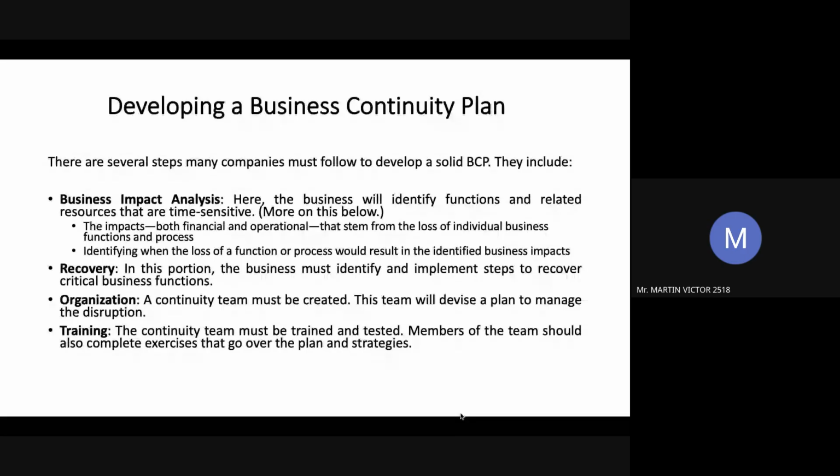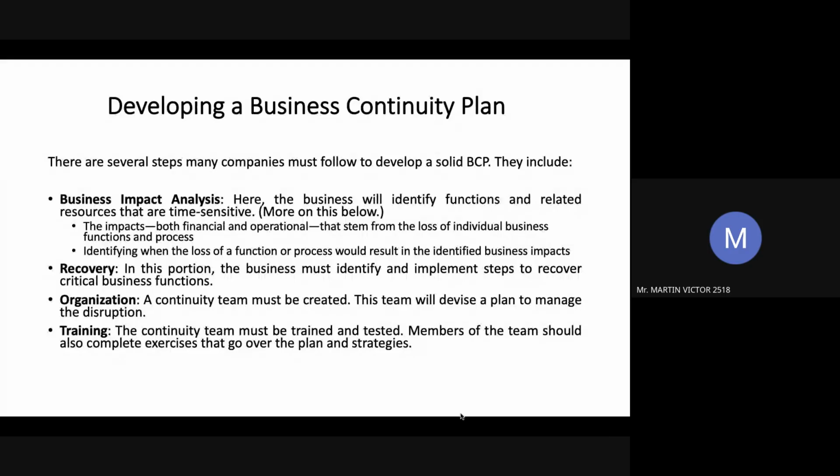Then secondly, the recovery. In this portion, the business must identify and implement the steps to recover critical business functions. So when we are developing a business continuity plan, first of all, we have to make an impact analysis. That is the first point. Then what are all the recovery measures? Again, the business has to identify, and after identifying the steps, those steps have to be implemented.